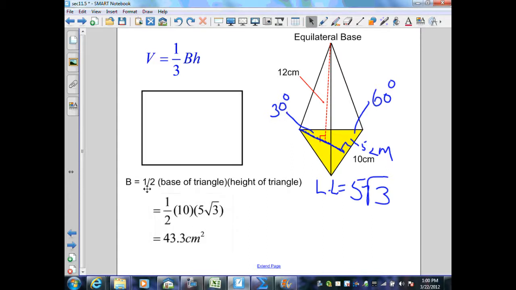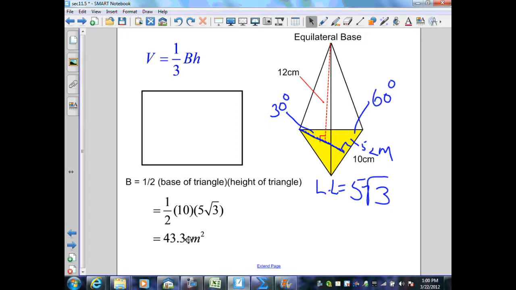Therefore, I substitute into the area of a triangle formula, which will give me the area of the base. So the formula is 1/2 the base of the triangle, which I know is 10, times the height of my base triangle, which I know is 5 square root of 3. Substituting, I get 43.3 centimeters squared. Remember, I'm finding the area of a base.